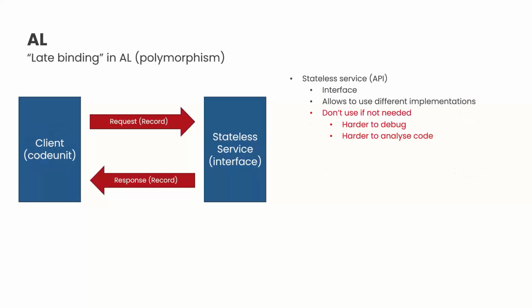That's messaging. Now, what about this idea of Alan Kay as late binding? Late binding is when we can use interfaces. So instead of using code units, we can use interfaces, which will allow us to use different implementations. But I would say don't use them if they are not needed, because it will be harder to debug and harder to analyze the code. But if there is a case, then you can use the interfaces. So then this service will be an interface instead of a code unit.